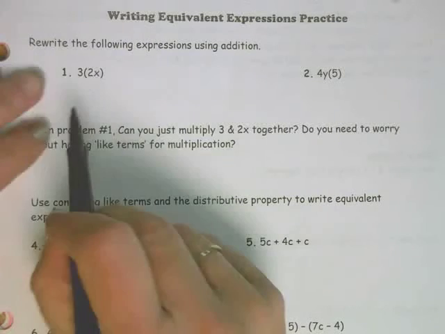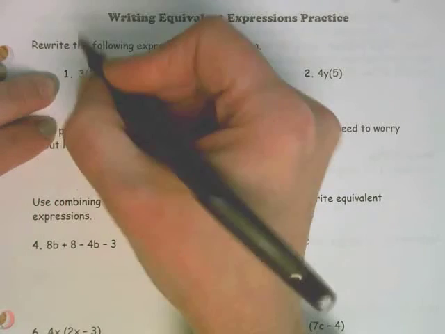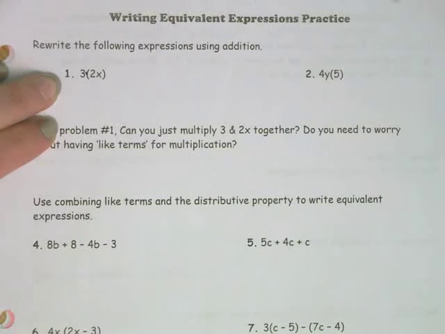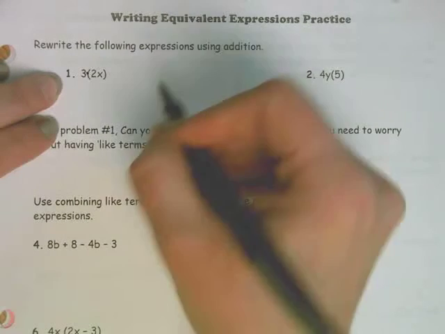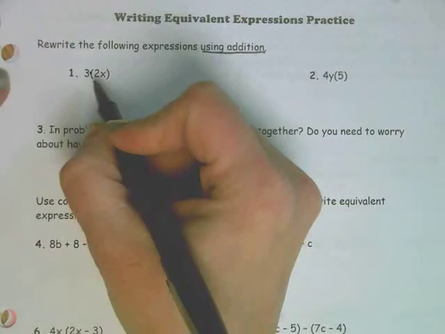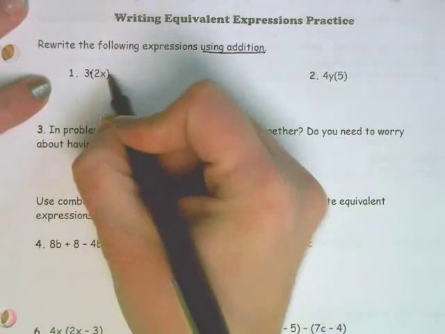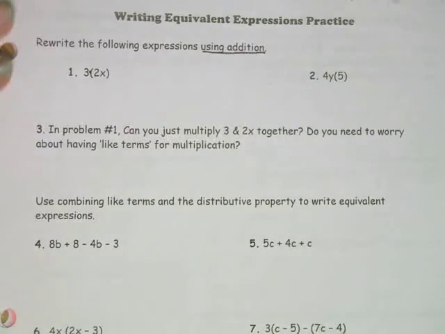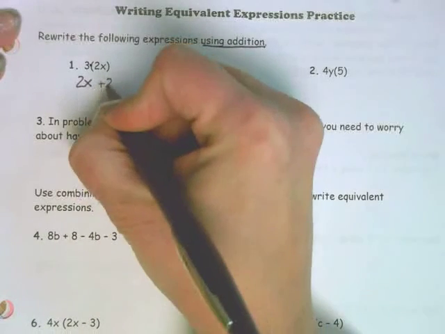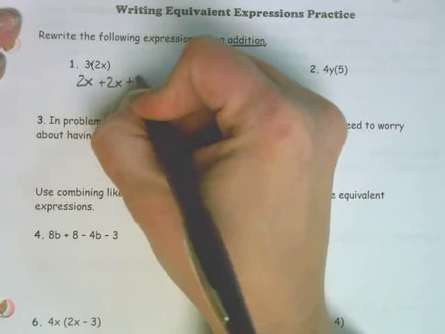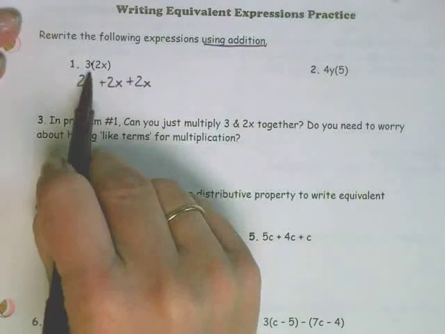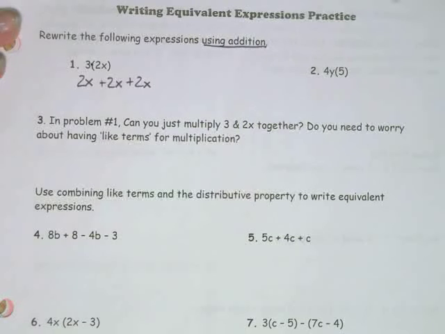So the first one, number 1, 3 parentheses 2x, we know that means times right here. 3 times 2x. We could do this a couple of different ways. This one says we want to be able to use addition. So what's a way to do that? If you've got 3 2x's and we wanted to use addition, could we rewrite that as 2x plus another 2x plus another 2x? Is that the same thing? Yeah, absolutely. It gives us a different expression that is equivalent to that one.